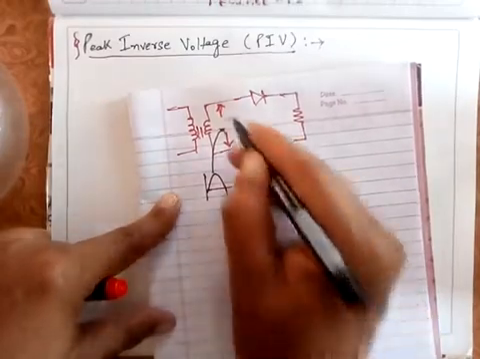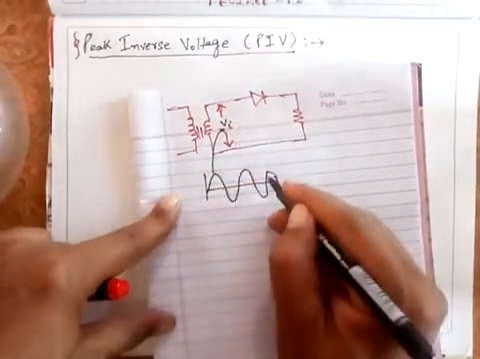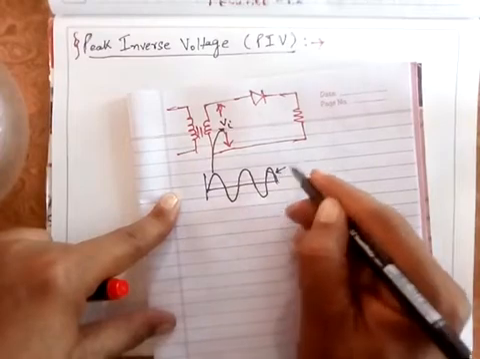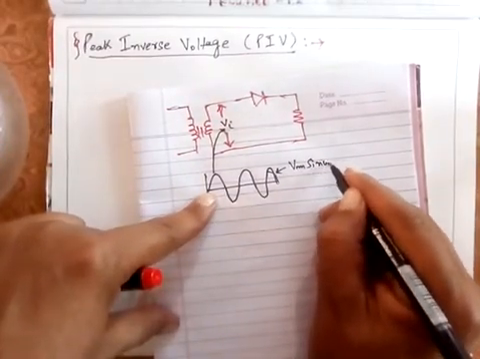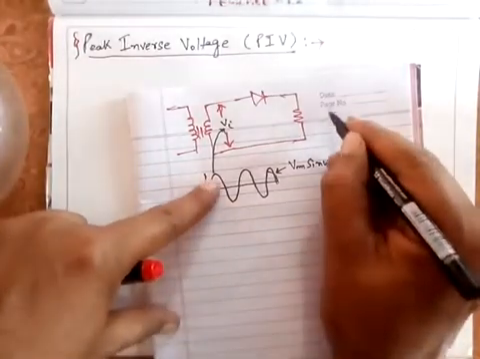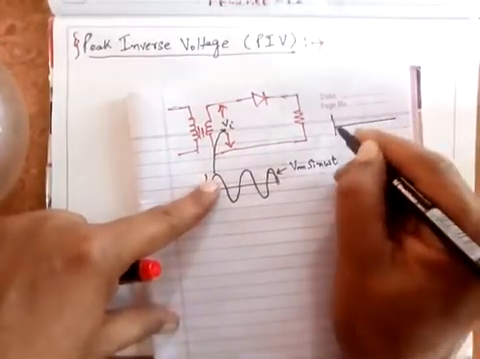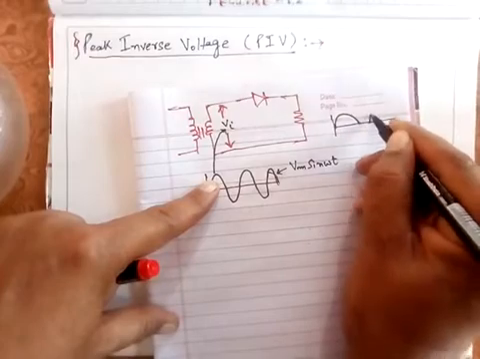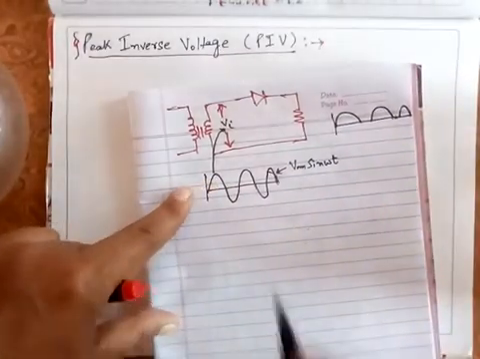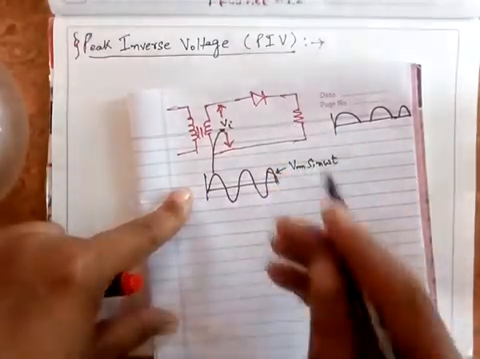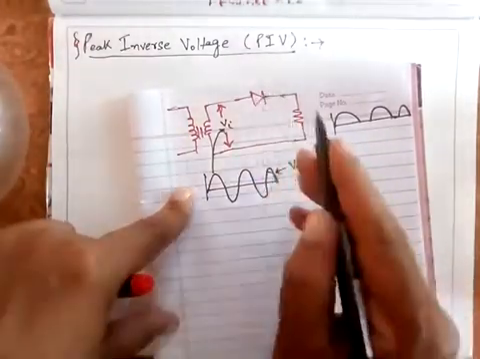Here this is Vi, and suppose I say that its instantaneous value is Vm sin omega t. And of course at the output you get a pulsating DC of this nature. Working I have told you. Similarly, you can have a full wave rectifier also which uses another diode here.